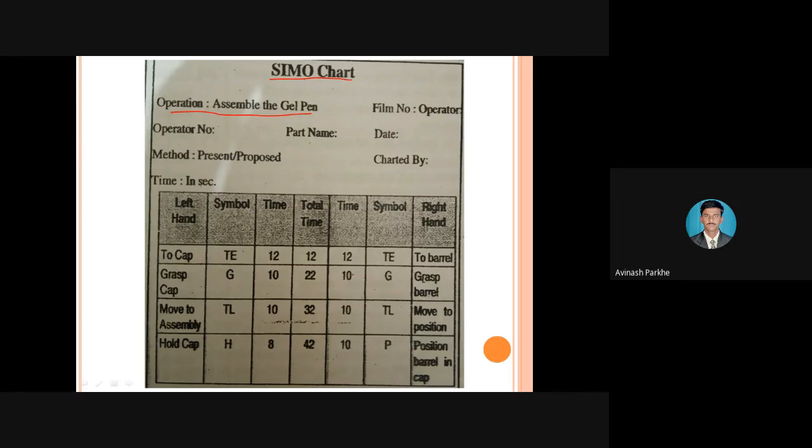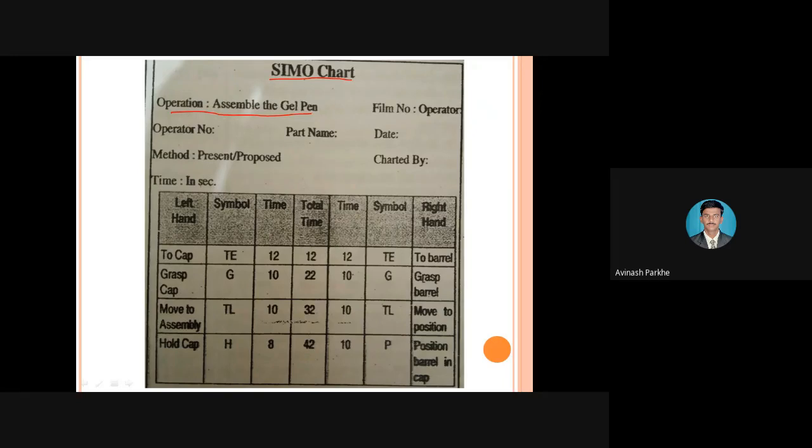If I have to go for the assembly of the gel pen, in that gel pen so many components are there. That is, one big barrel is there. Then at the front side, one cap is there. At the other side, one more cap is there. And in that gel pen, we have to insert the refill also.